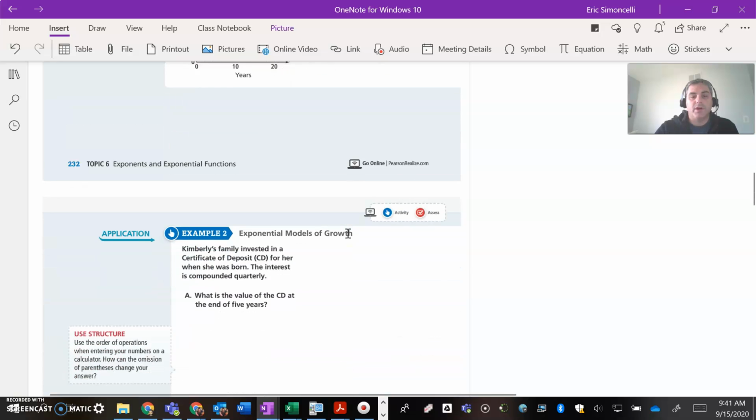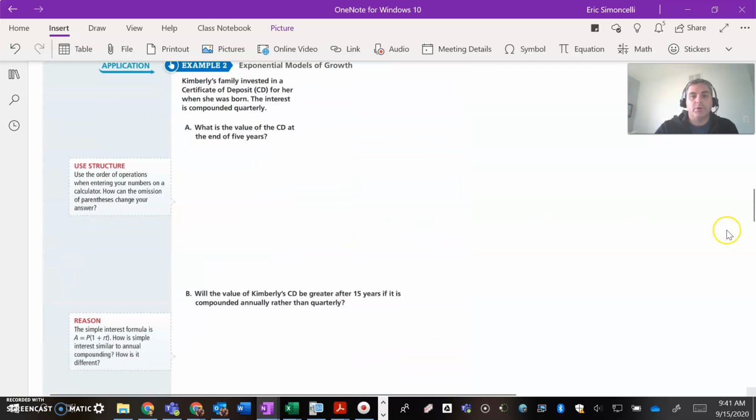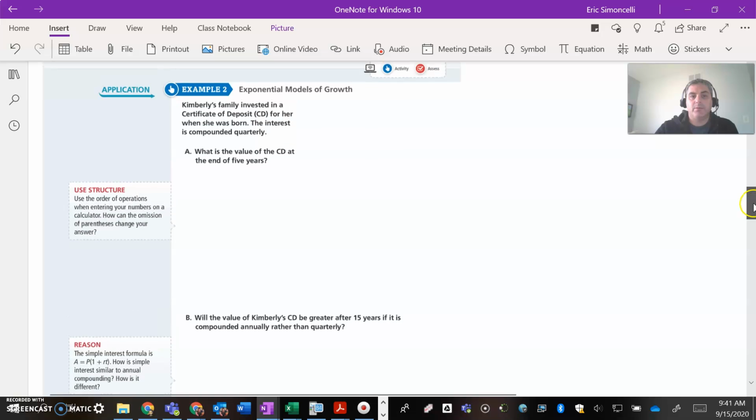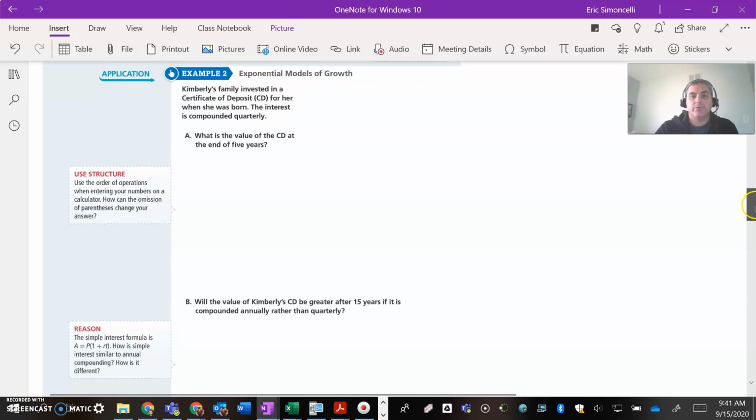So if we move on, example 2, we're going to take a look at exponential models of growth. Kimberly's family invested in a certificate of deposit, a CD, for her when she was born. The interest is compounded quarterly. What is the value of the CD at the end of 5 years?